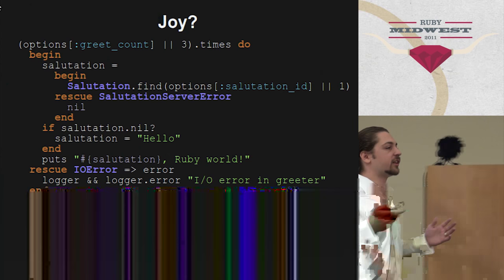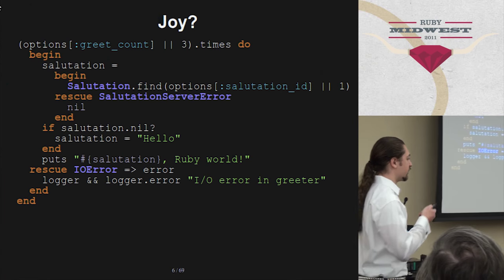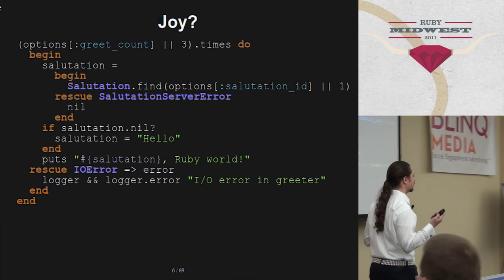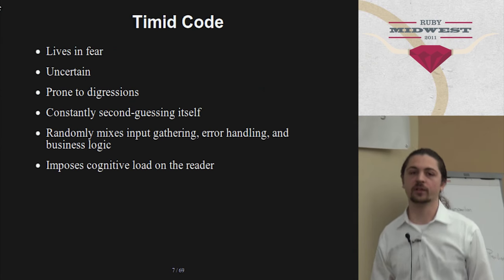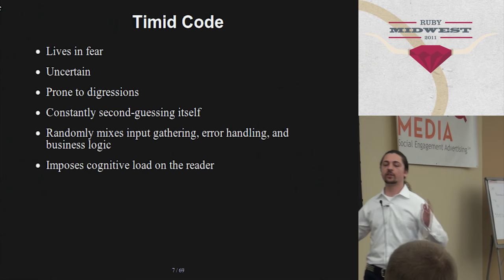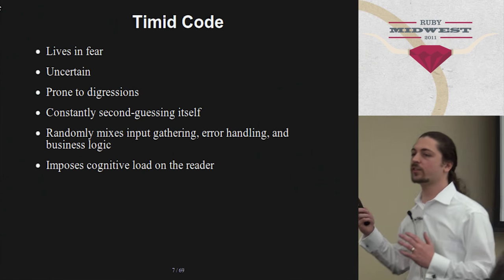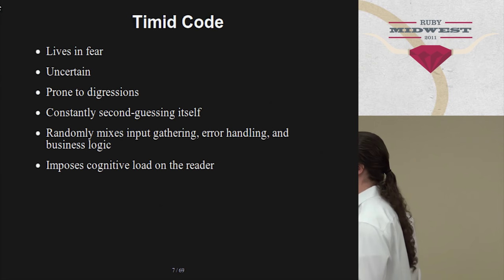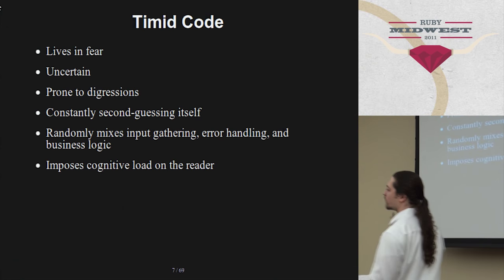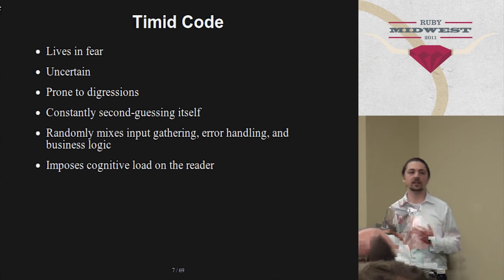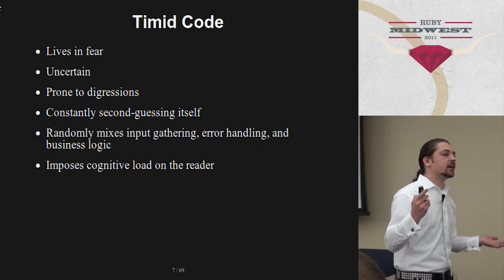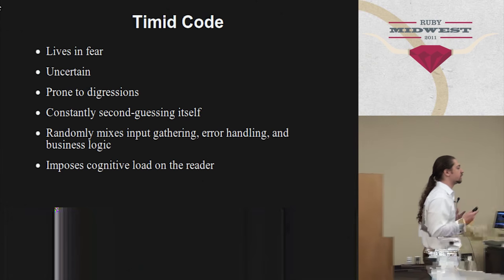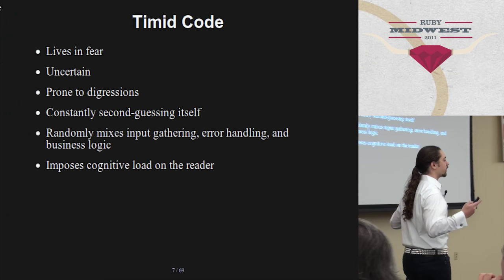looking more like this. And it starts getting cluttered up with conditionals and exception handling and special cases. And it turns into something that I think of as timid code. Timid code is code that lives in fear of its environment. It's uncertain, it's constantly second-guessing itself. It's filled with digressions and provisos. As a result of this, it's constantly mixing together input handling and business logic and error handling. And the net result of this is that there's this extra cognitive burden placed upon the reader of the code.